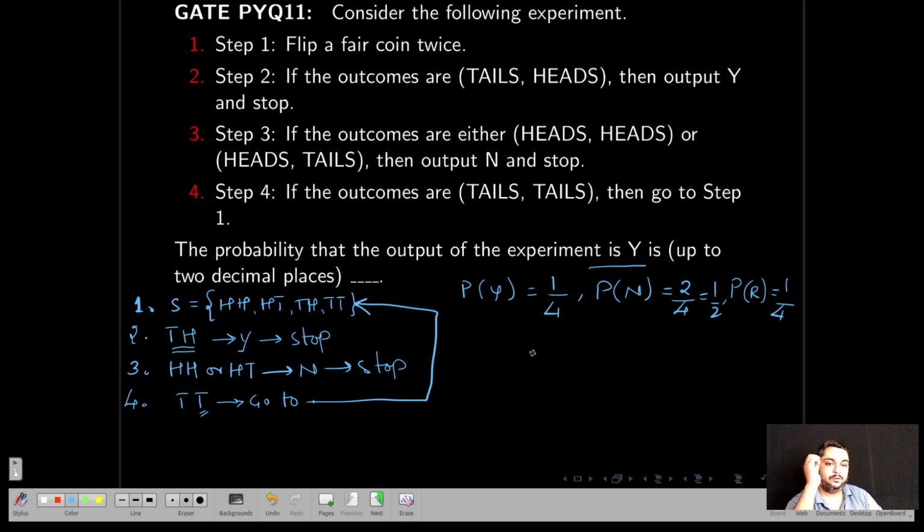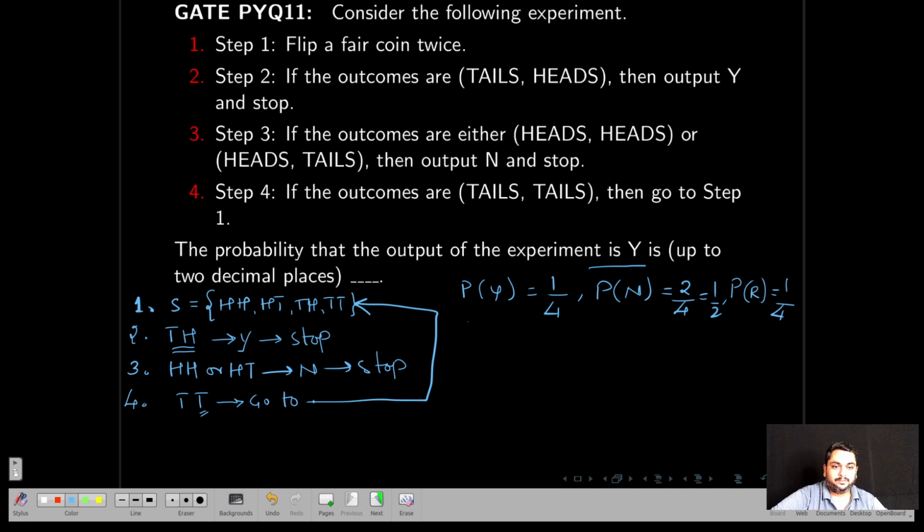Now how will you solve this next? See, I have to get TH. Till then I have to continue the experiment if I get TT. So when will you repeat the experiment? You will repeat the experiment if you get TT, that is 1 out of 4. How to solve this? There are many methods to solve these questions. So let us understand this in this way.